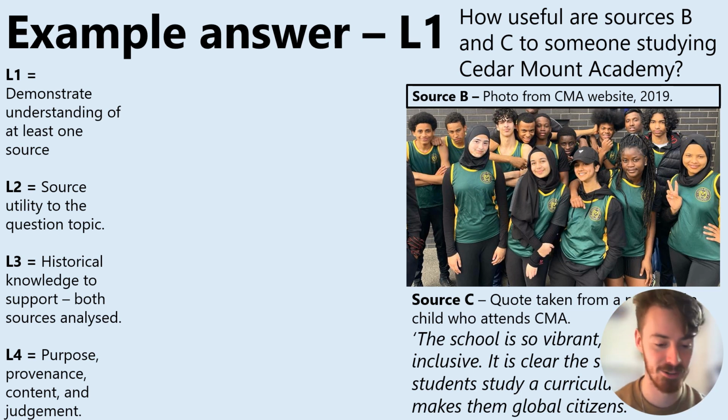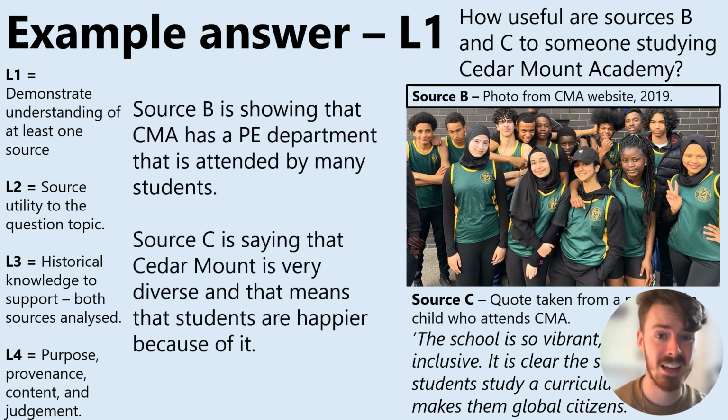And I know you can't read it, which is really unfortunate, but it says, the school is so vibrant, diverse and inclusive. It's clear the students love it. They study a curriculum that really makes them global citizens, okay? What level 1 does, and you can see on the left-hand side, we are demonstrating understanding of at least one source. I'm going to demonstrate understanding of both just so you get a gist, but to get level 1, it would be a statement that looks something like this.